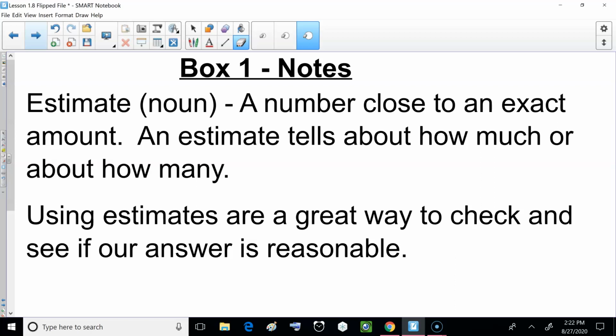Why do we use estimates? Estimates are a great way to check and see if our answer is reasonable. Like, if I estimate a number and it's roughly 2,000, and I add them up and I get roughly 2,000, I have a good chance that my number's probably reasonable. Might I have the right exact answer? No, but I know my estimate helps me make sure my answer is close. You can pause the video right now and write down this information.